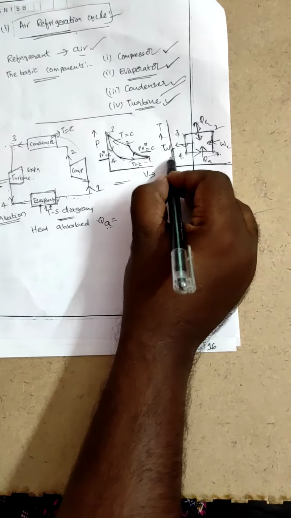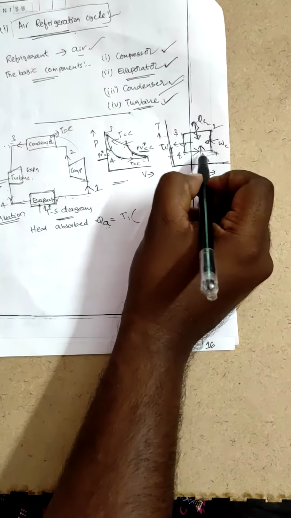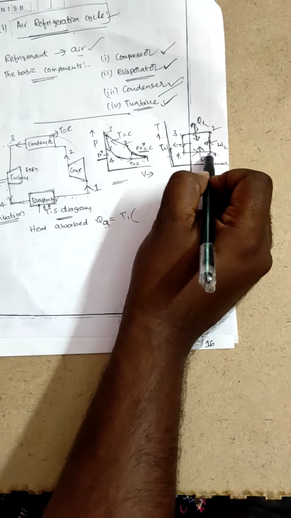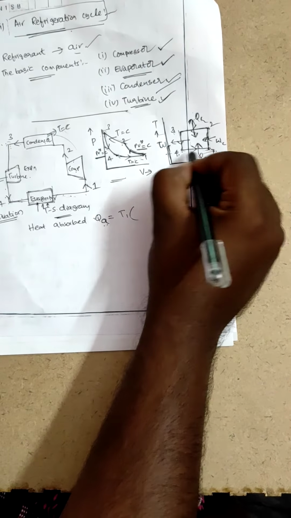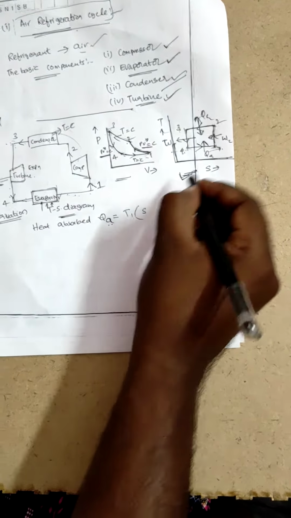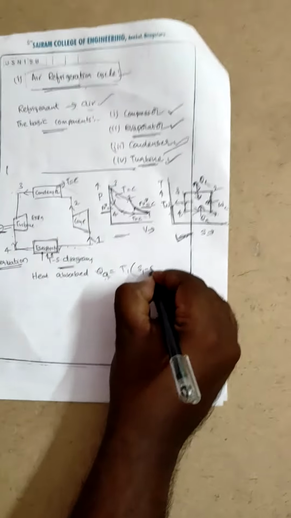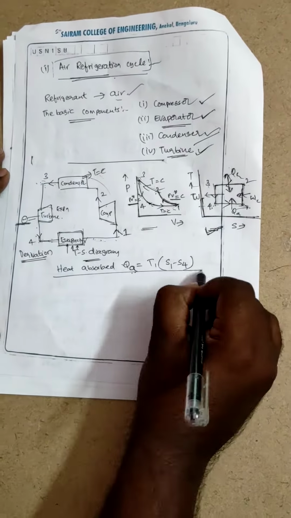With temperature T1, QA is T1 into S1 minus S4. S1 will be greater and S4 is smaller, so the difference will be S1 minus S4. So this is the heat absorbed formula.